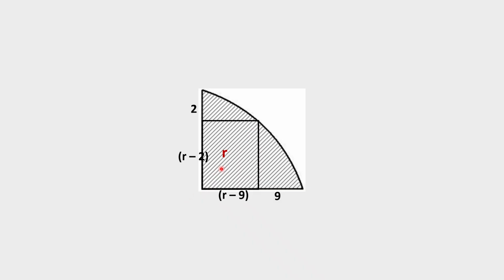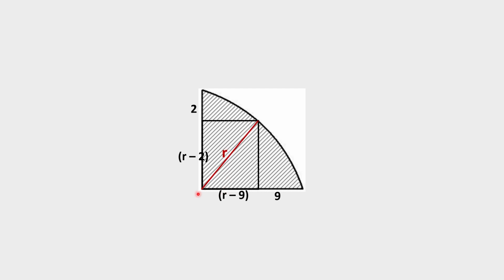Now look at the red blinking line. The red blinking line is the diagonal for the rectangle and also the radius for the quadrant. Because it is a radius, it should be r. R being the radius, the diagonal is r units.